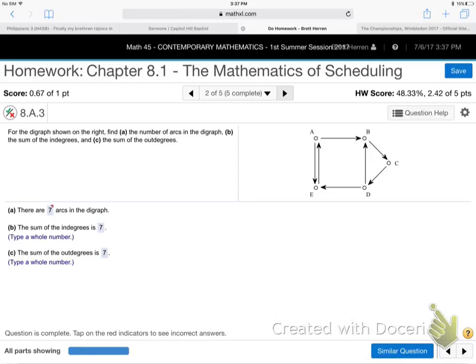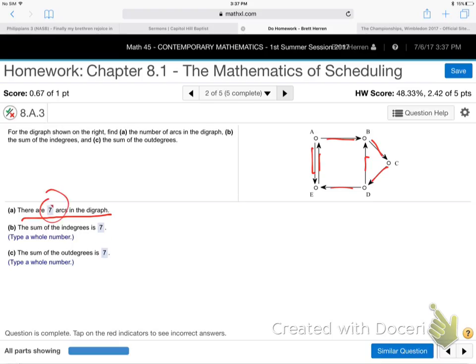So here's number 2. So number 2 gives us another digraph, directed graph with arrows. And its first question is, how many arcs in the digraph? An arc is an arrow, right? How many arrows? We'll just count them. 1, 2, 3, 4, 5, 6, 7.